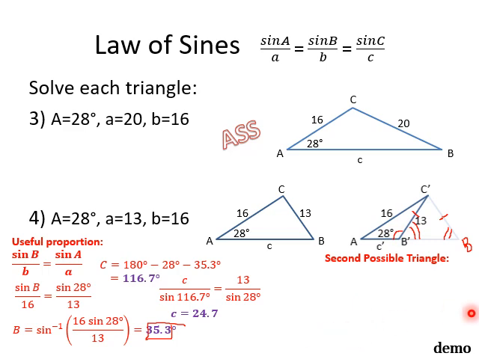And so we can just take B and subtract it from 180 to find its supplement. So B prime is 144.7 degrees. Now we can look and say, okay, well, I know angle B prime. I know angle A, still 28. I can find angle C prime from those.